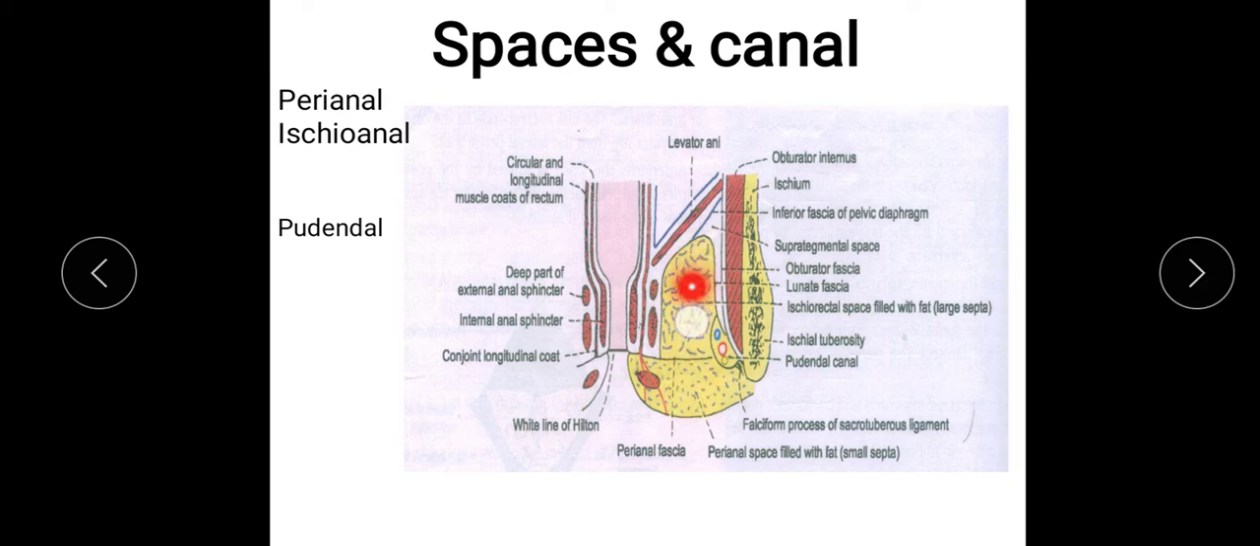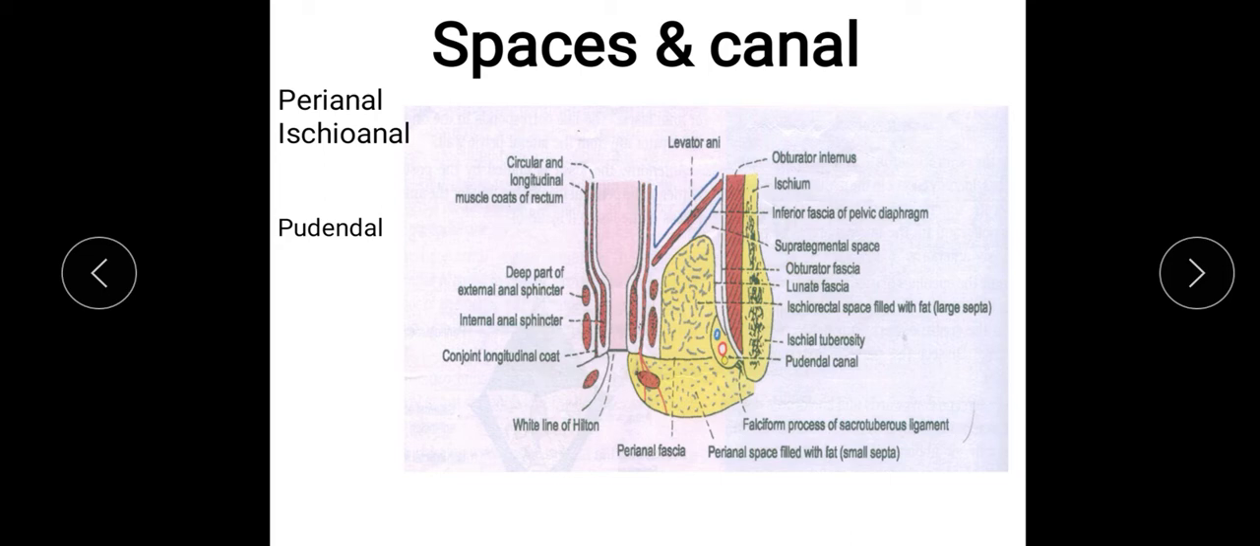And this is the ischioanal space, which is large and deep. The fat in this space is loosely arranged in large loculi formed by incomplete septa. So infection in this space is less painful because swelling can occur without tension.